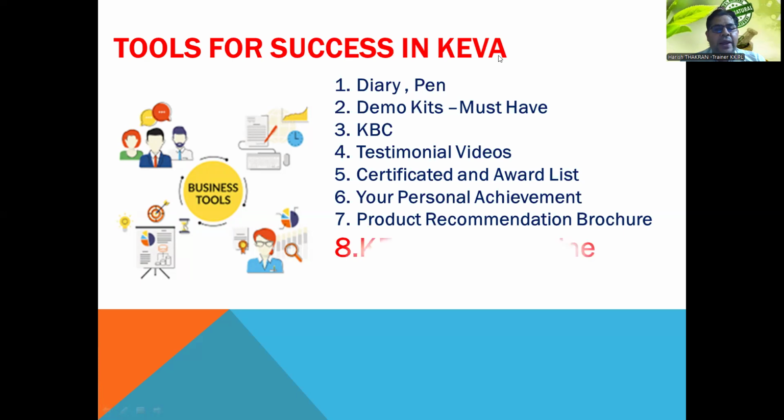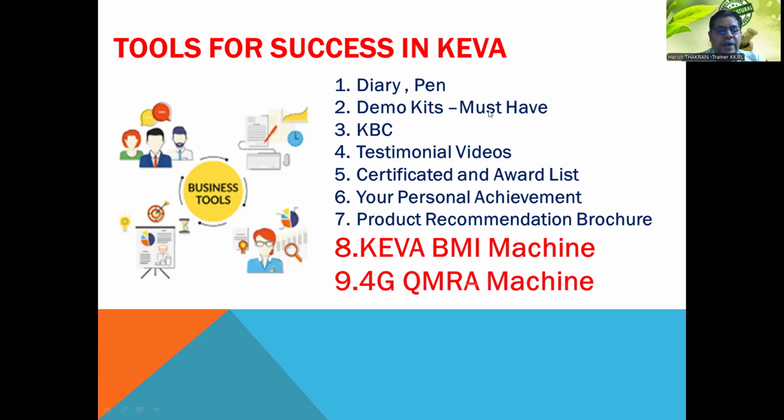Tool number eight is the Kiva BMI machine, and this is a very fantastic tool. By using this tool, you can get very good business. And the ninth tool which I am going to share with all of you is the Kiva 4G QMRA machine. This 4G QMRA machine is such a wonderful and powerful tool. If you are able to operate this machine, you can get fantastic results, business and income with the 4G QMRA machine. And as you know, this is our day one.